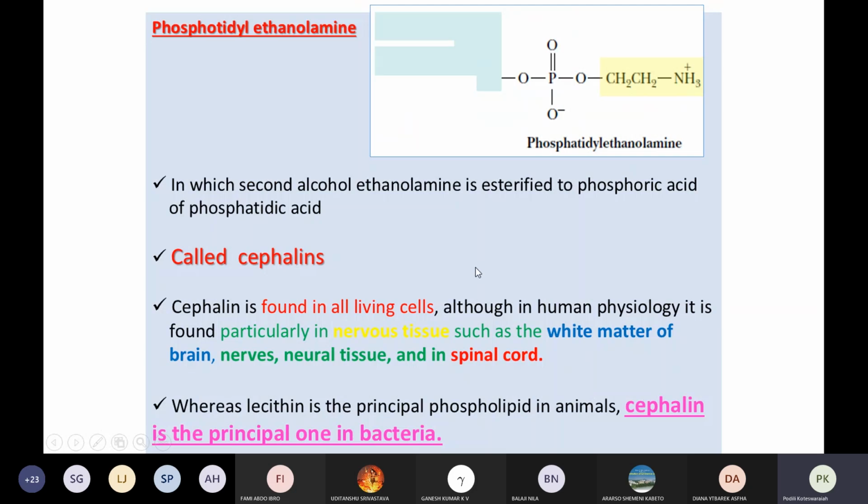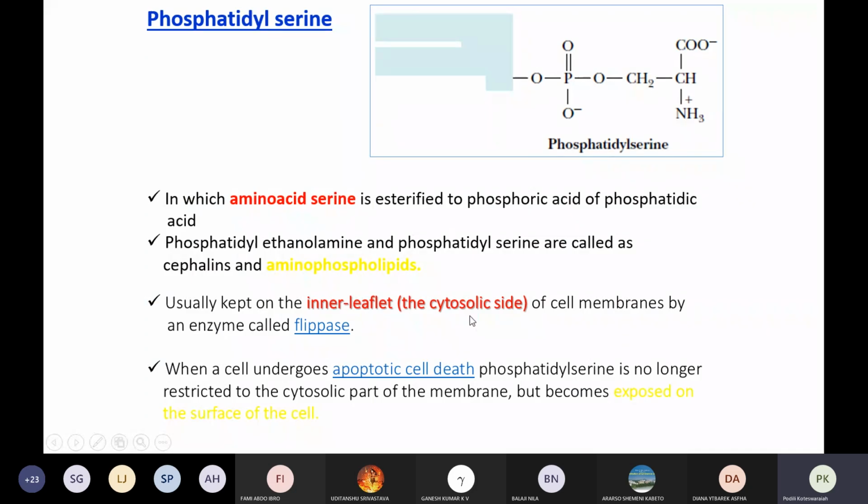And then coming to the phosphatidylethanolamine, in this the phosphatidic acid is further esterified with the ethanolamine. You can see here, and this phosphatidylethanolamine is also known as the cephalins, and the cephalin is present in almost all living cells. Particularly it is present in the nervous tissue, that is the white matter of the brain. And these cephalins are the principal phospholipids in the bacteria as well.